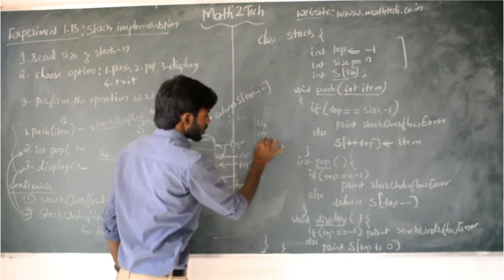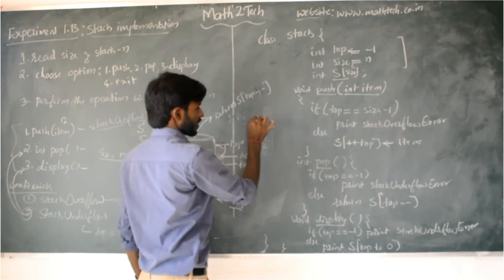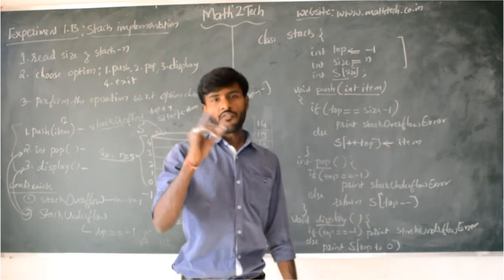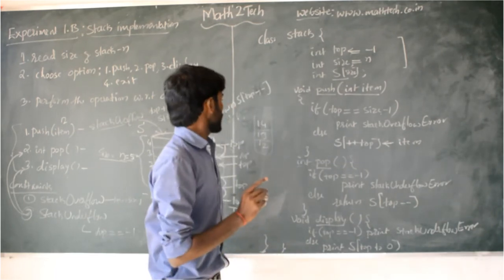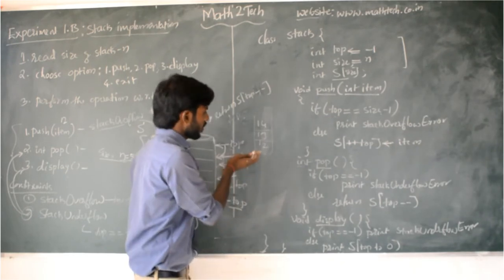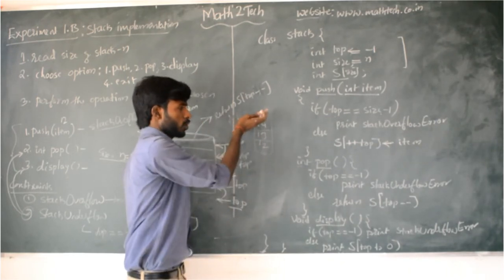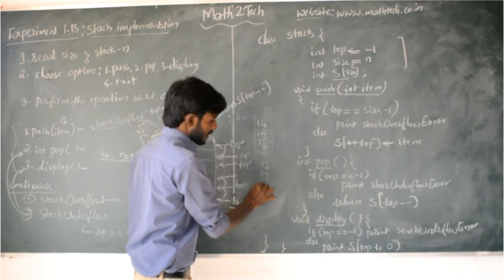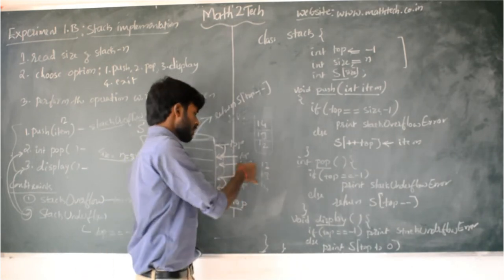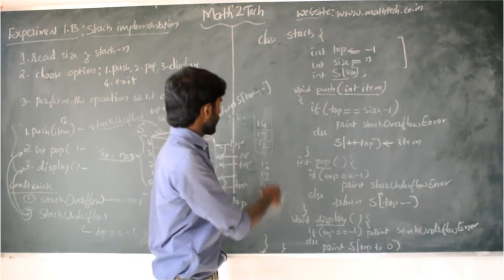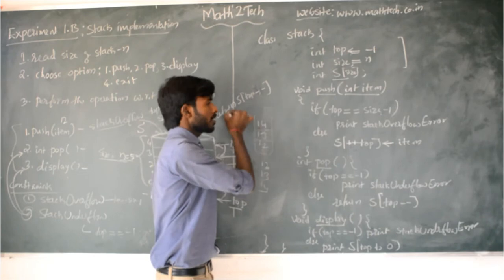Why am I preferring top to 0? It will print like this, and now you can understand how the stack is inserted. This is first inserted, second inserted, third inserted. What is the mannerism of the stack? Last in, first out. LIFO is the mannerism of the stack. That doesn't mean you cannot print from bottom 0 to top, you can, but it will print like this. Now we need to understand this is the first inserted element, second inserted element, third inserted element.